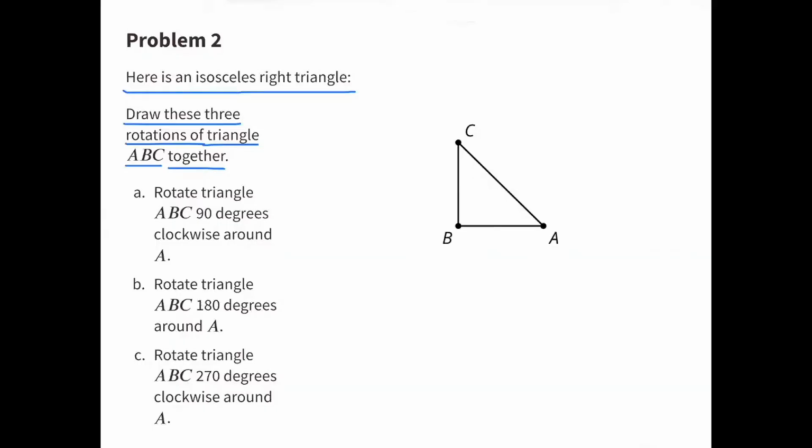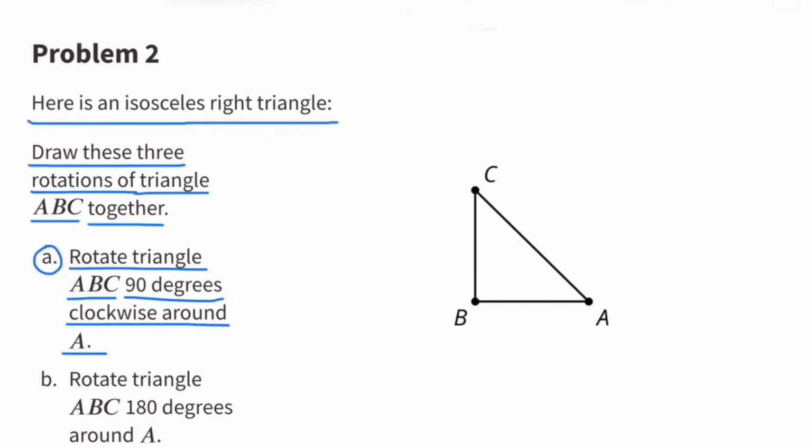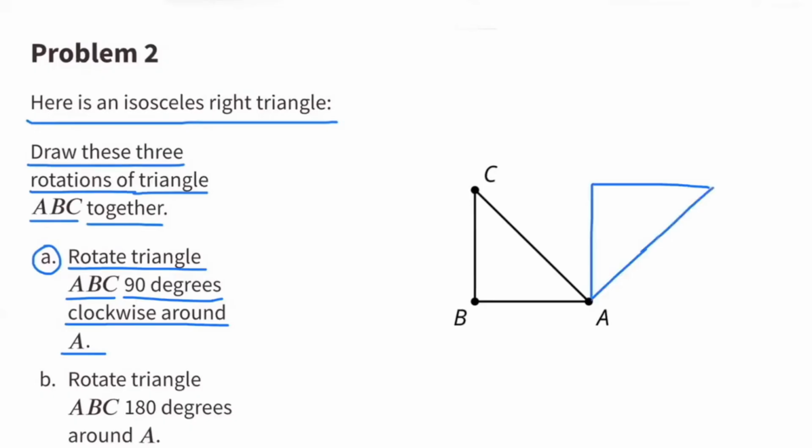Number 2. Here's an isosceles right triangle. Draw these 3 rotations of triangle ABC together. A. Rotate triangle ABC 90 degrees clockwise around A. Here's a look at the 90-degree clockwise rotation using A as the center.